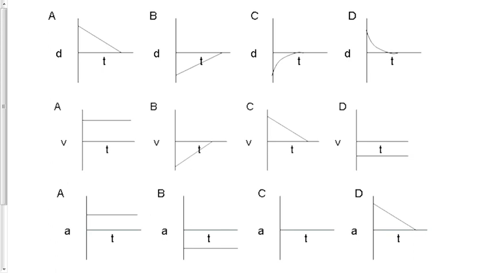Okay, we have some graphs here: displacement-time, velocity-time, acceleration-time. They're related to each other, and our job is to figure out how. Let's start with the first graph here. I'll circle letter A here in black.